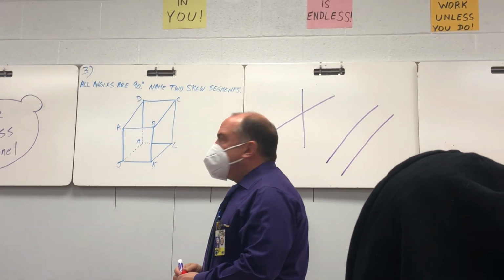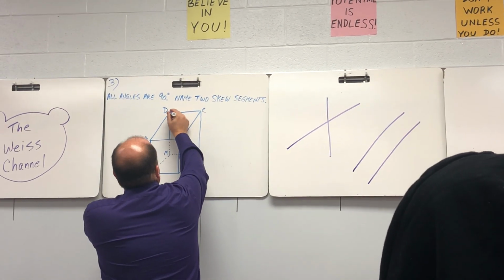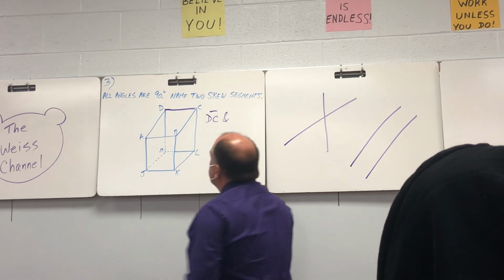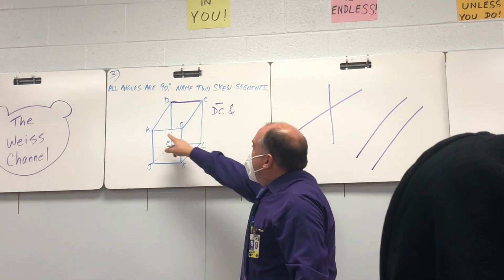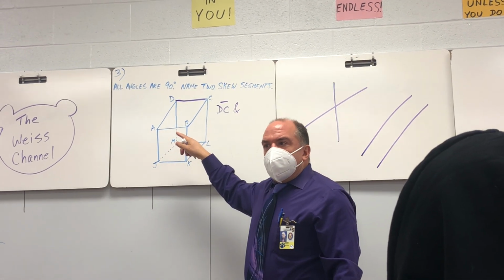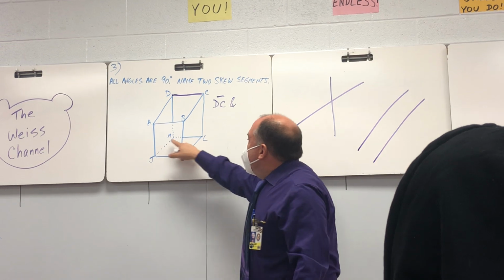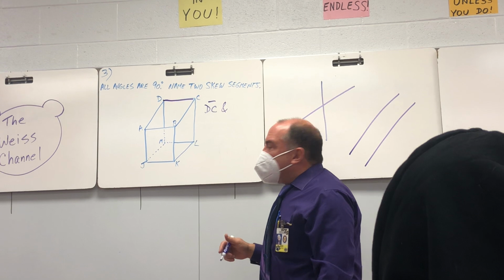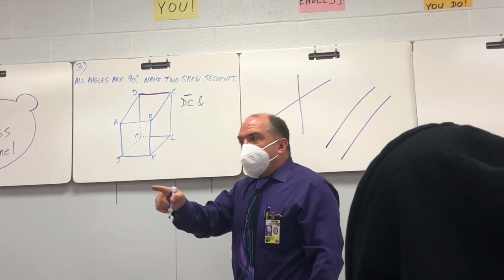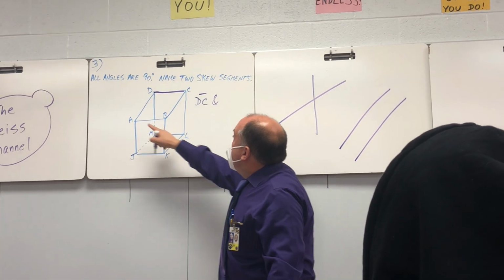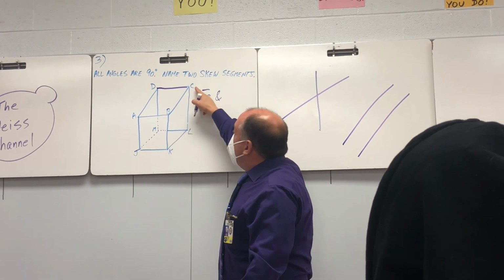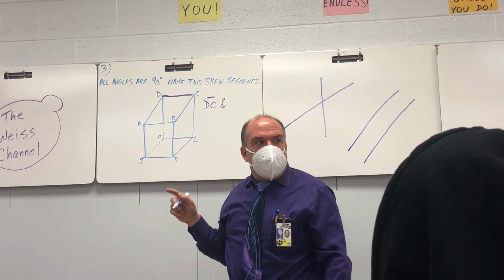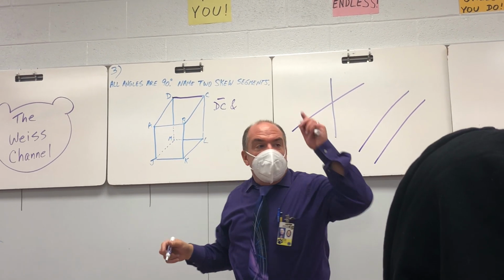For example, I'm going to start one. DC. What's a skew line to DC? AB is parallel. That's not skew. ML is parallel. That's not skew. JK is parallel. That's not skew. AC? AC will actually cross through. It will touch. If it touches, it's not skew. JM.